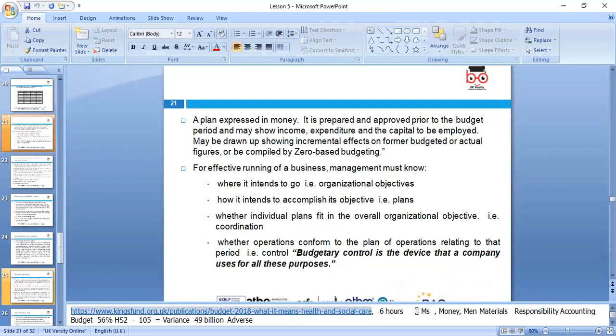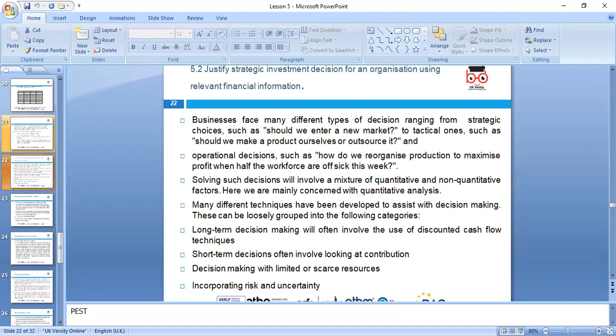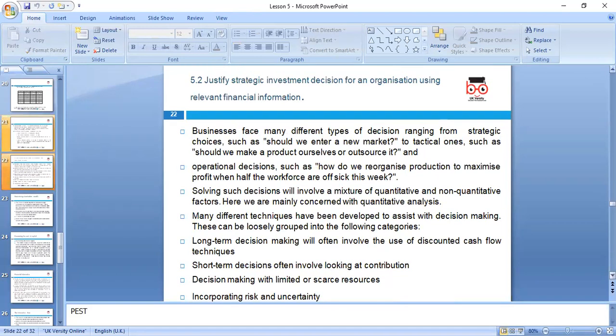We always focus on this: every organization requires three types of resources: manpower, money, and material. Then responsibility accounting: when you're giving the budget, you will appraise them accordingly. So that's called responsibility accounting. Okay, then 5.2: justify strategic investment decisions using relevant financial information.